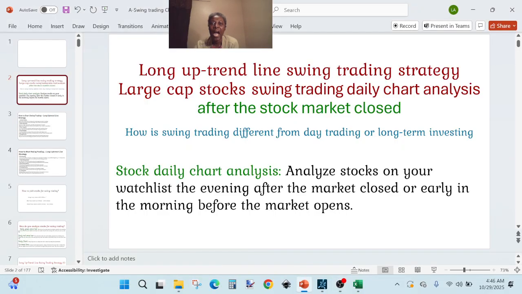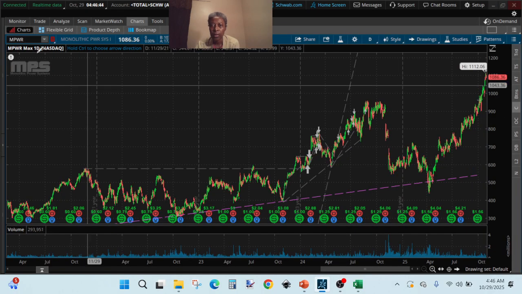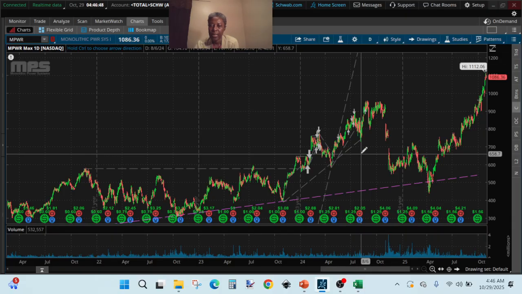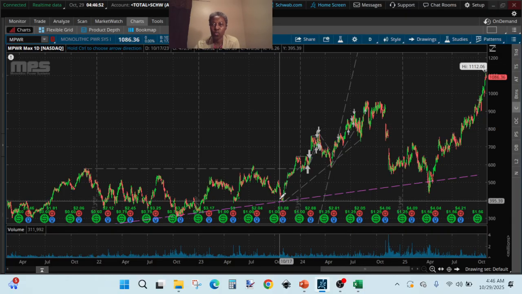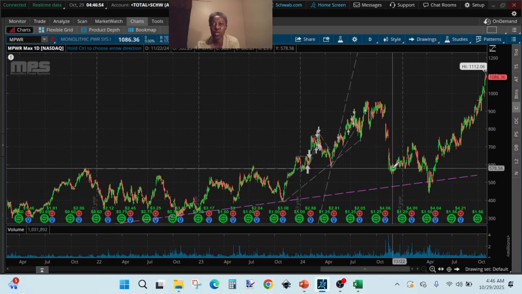Hello, how is swing trading different from day trading or long-term investing? Well, swing trading is about trading on one swing, on one side of the swing.